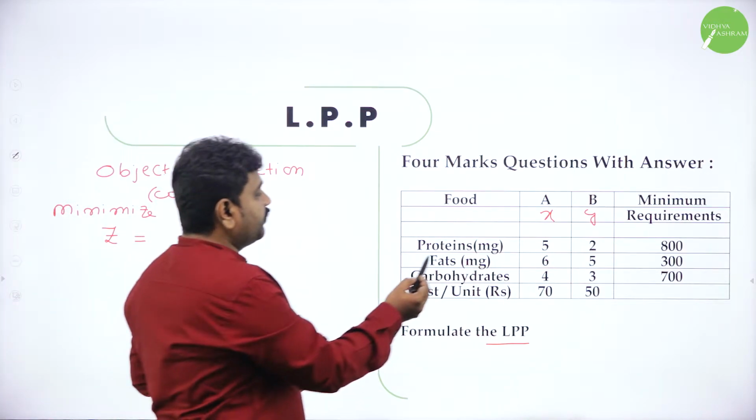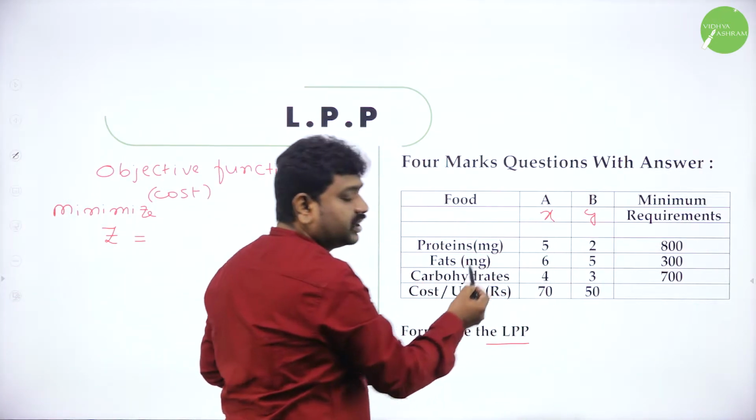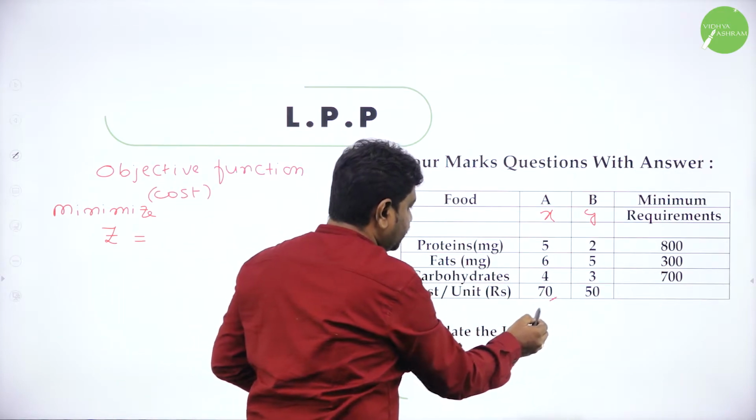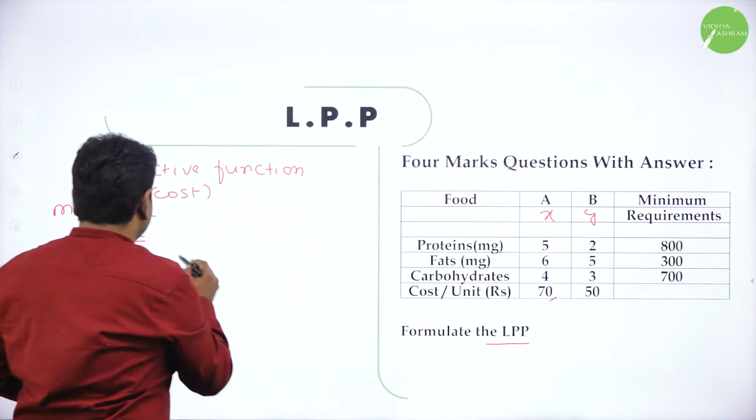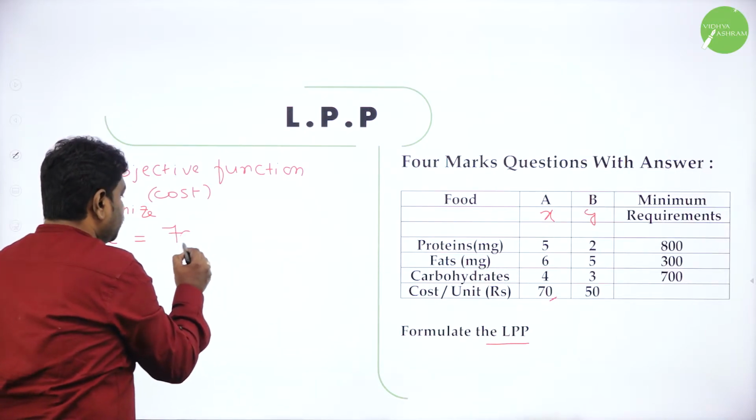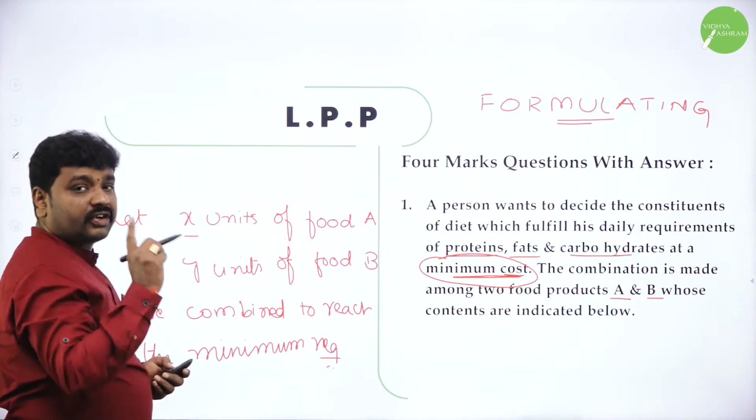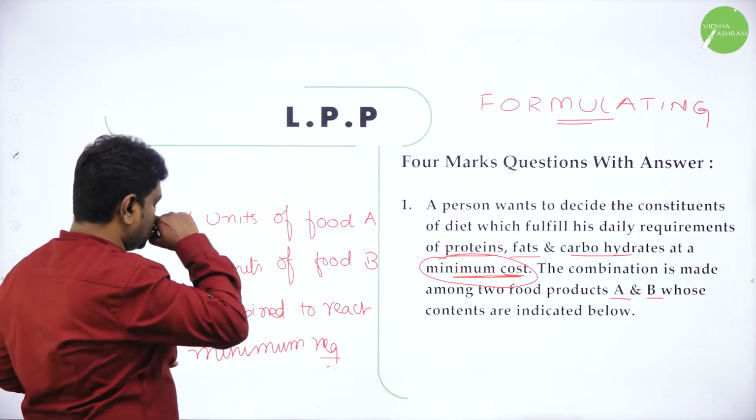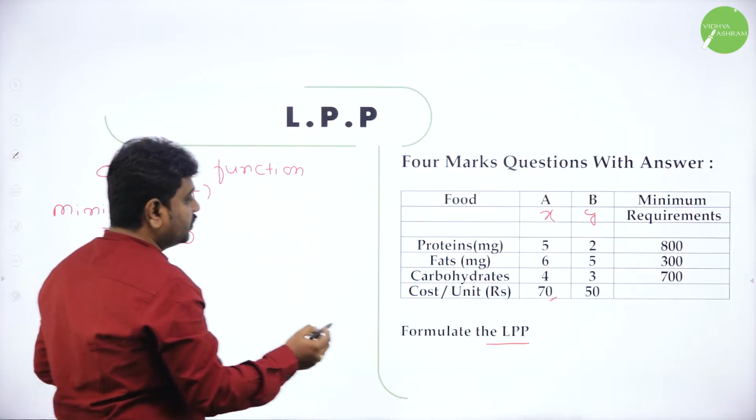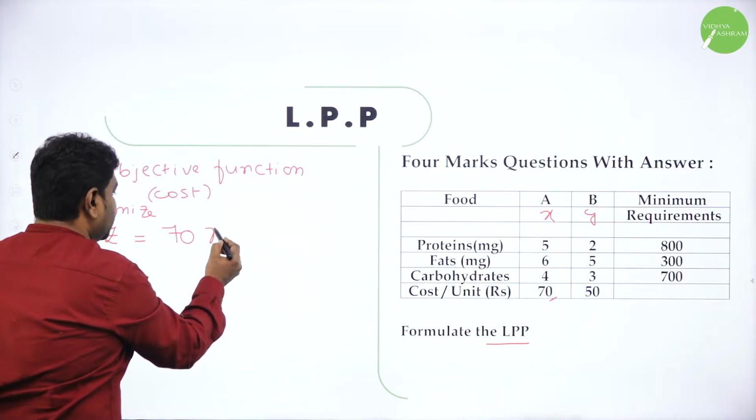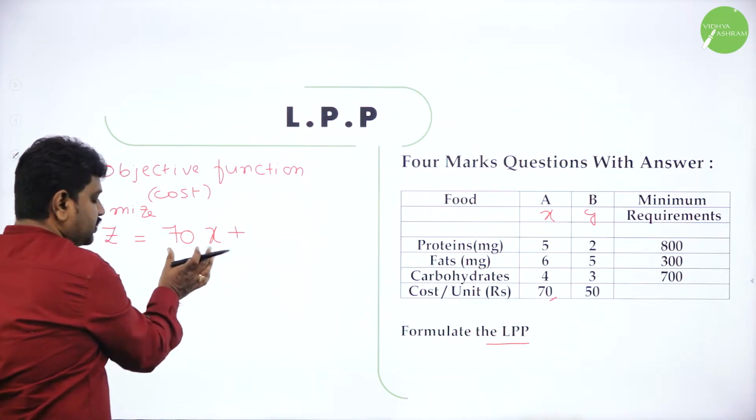See, for food A, in the table they have given the cost. So for food A, cost is 70 rupees. So 70 rupees is the cost of food A. But you are taking how many units of food A? We are taking x units of food A. For 1 unit of food A, it is 70 rupees. For x units, it will be 70x. This is cost of food A.